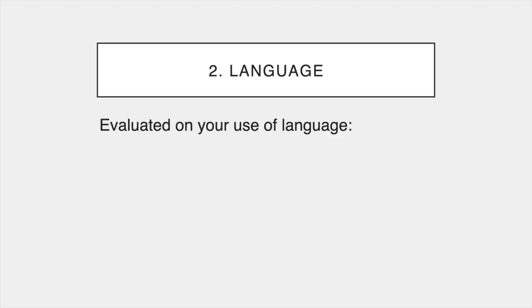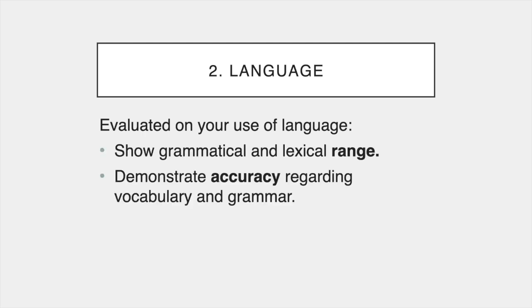Subscale 2, language. Here you are evaluated on your use of language. Thus, show your grammatical and lexical range, which means use a mixture of simple and complex words and grammatical forms, and demonstrate accuracy regarding vocabulary and grammar. And just to note, if you do make any errors, they have to be related to less common words and grammatical structures, so as not to affect your grade to any large extent.